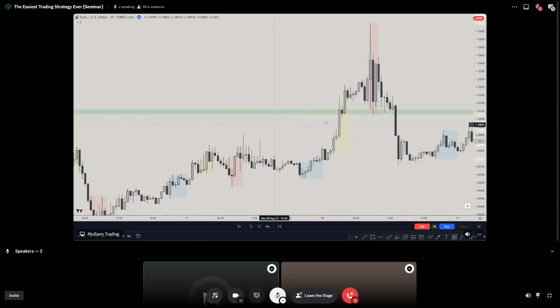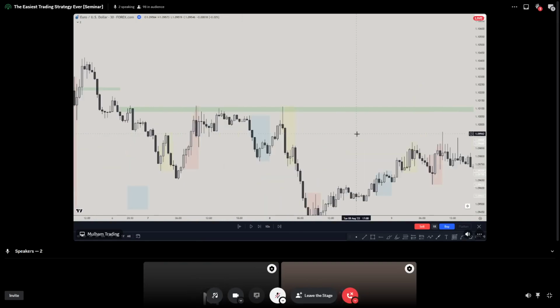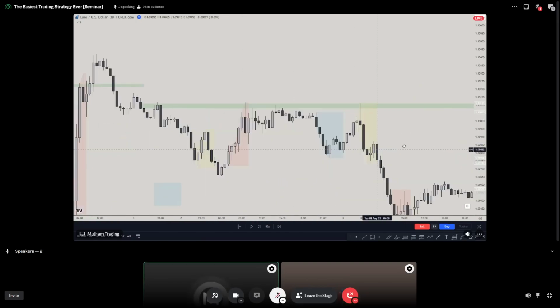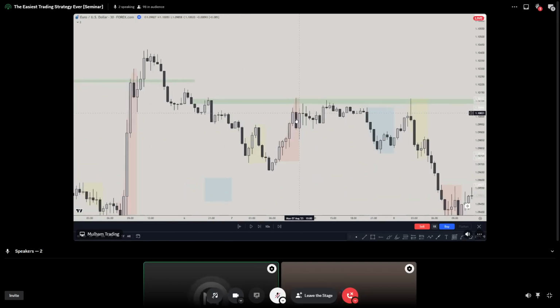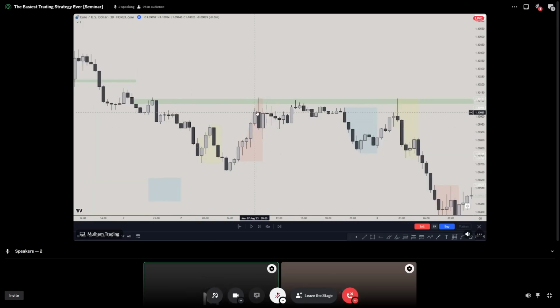Now if we go back, let's see how price respects this fair value gap right here. So you see the respect of this. This is the New York kill zone, and you see how this is the only candle that got rejection and closed out of the kill zone, right? So if we enter here, 3-1.